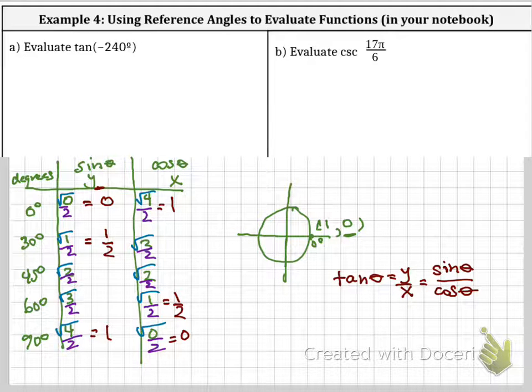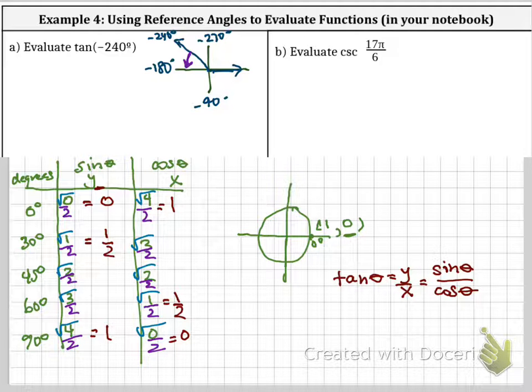So let's finish up this problem. We have tan of negative 240 degrees. So we need to figure out what quadrant negative 240 lies in. If you look at this, negative 240, we're going to go in the clockwise direction. So this is negative 90, this is negative 180, this is negative 270 degrees. So negative 240 is somewhere up here. What we want to find is the reference angle. The reference angle is to the x-axis. That's what we're looking for.